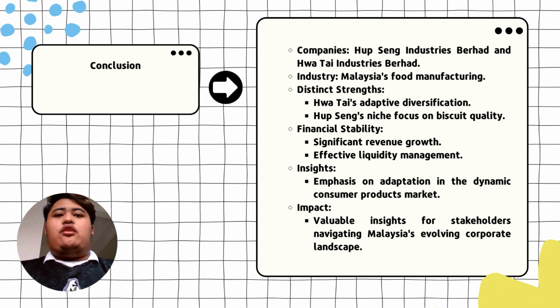In summary, comparing Hapseng Industries Berhad and Huatai Industries Berhad highlights their distinct strengths in Malaysian food manufacturing. Huatai's adaptive diversification and Hapseng's niche focus both contribute to solid financial stability. With significant revenue growth and effective liquidity management, this insight underscores the importance of adaptation in the dynamic consumer products market. This analysis aids stakeholders in navigating Malaysia's evolving corporate landscape.